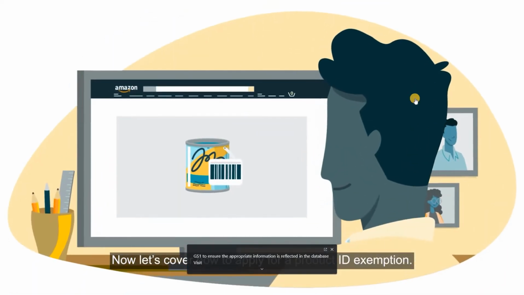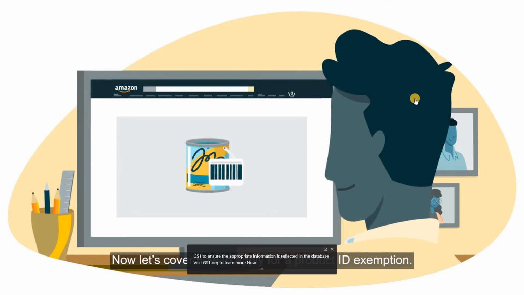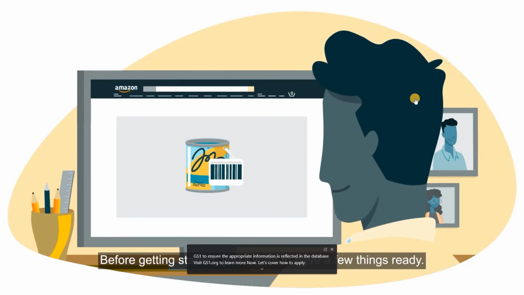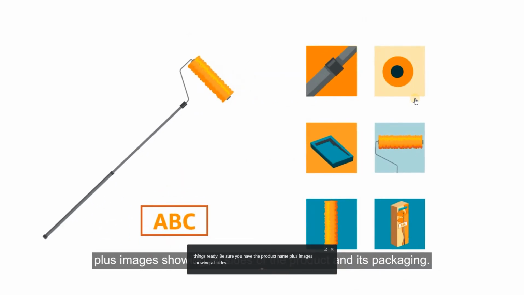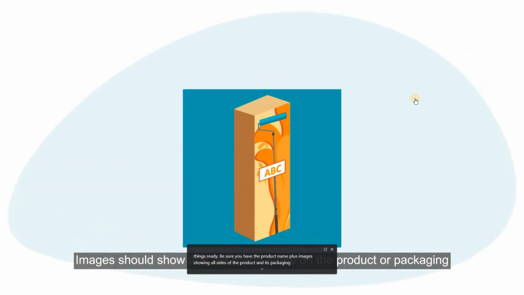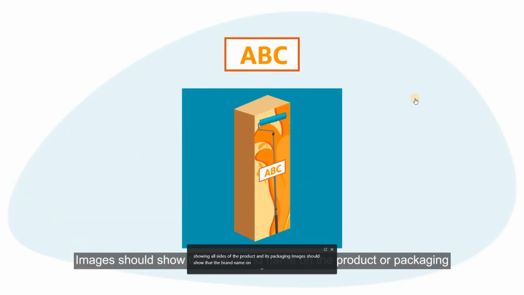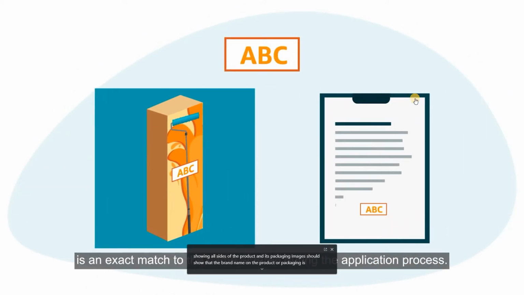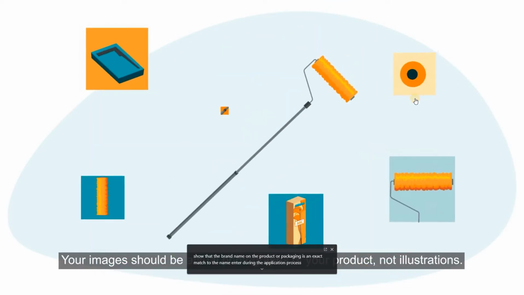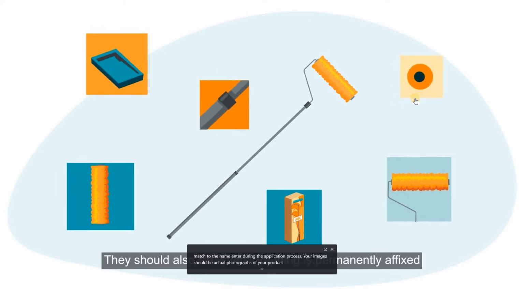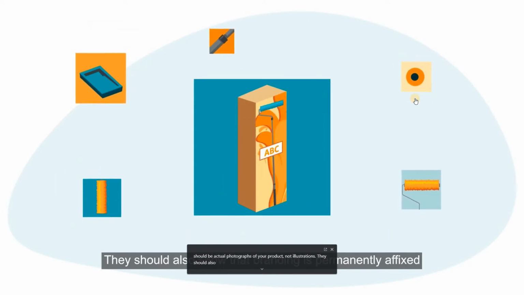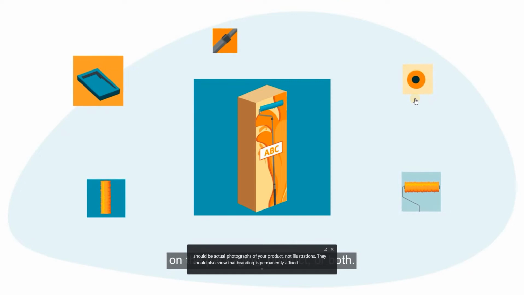Now let's cover how to apply for a product ID exemption. Before getting started, you'll want to have a few things ready. Be sure you have the product name plus images showing all sides of the product and its packaging. Images should show that the brand name on the product or packaging is an exact match to the name entered during the application process. Your images should be actual photographs of your product, not illustrations. They should also show that branding is permanently affixed on the packaging, product, or both.